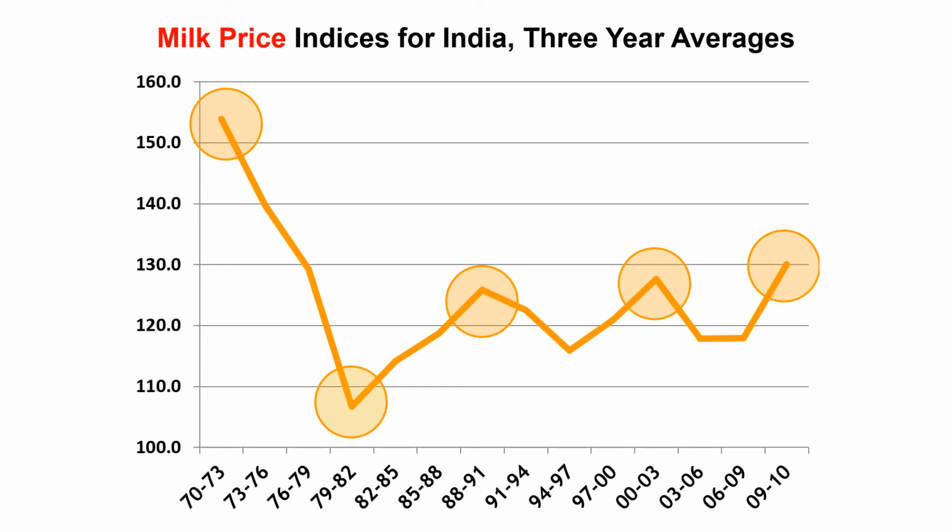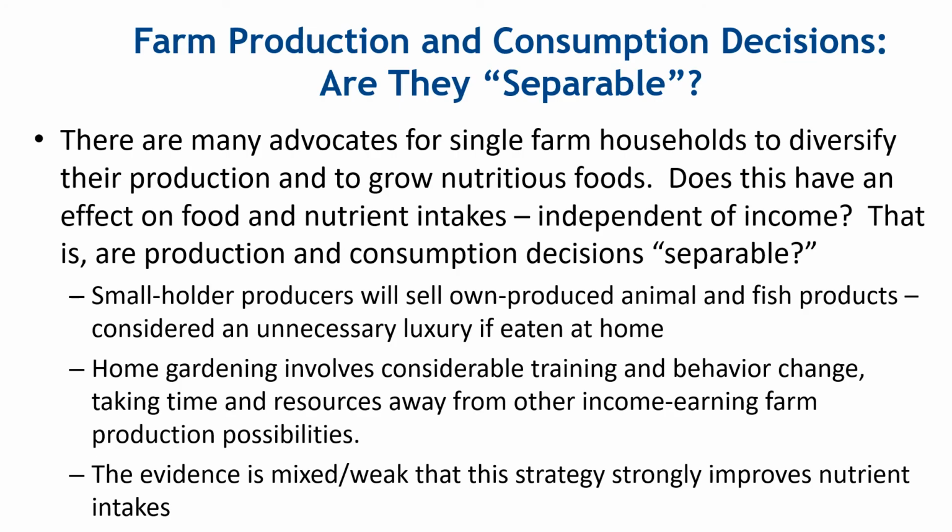What if the government had invested this policy attention and funding instead on more efficient cotton production? There are many advocates for single farm households to diversify their production and to grow nutritious foods. Does this have an effect on food and nutrient intakes independent of income? That is, are production and consumption decisions separable?